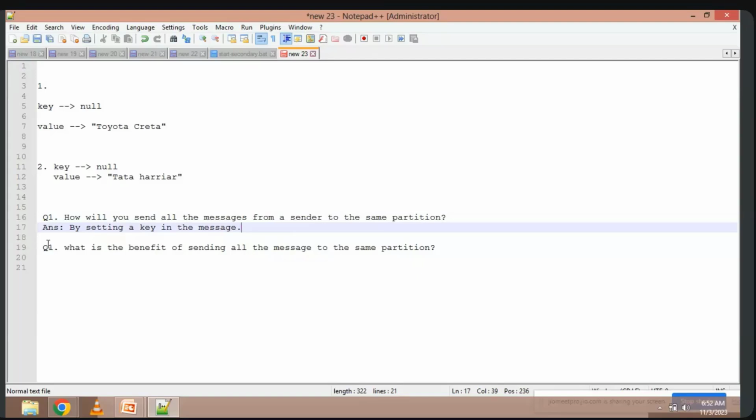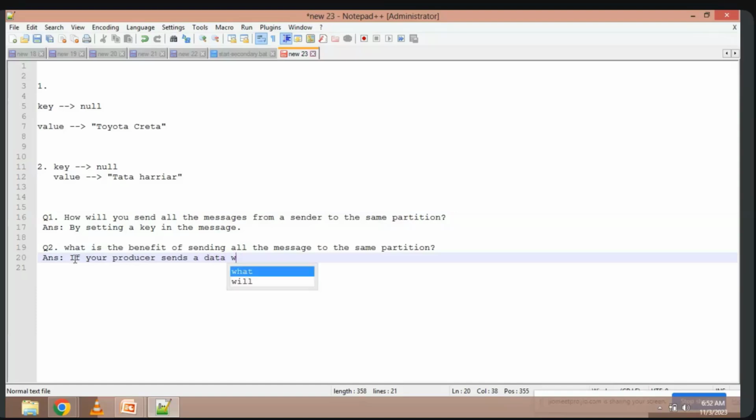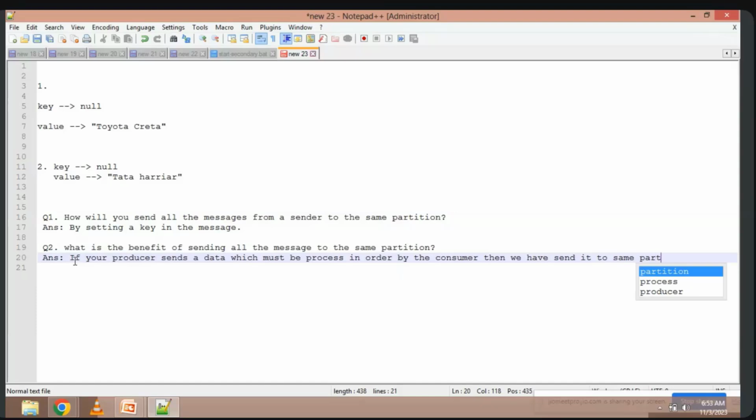Now, second question is this. The answer of this question is why we need to send all the messages to the same partition. If your producer sends a message, or I can say data, which must be processed in order, then ordered by the consumer, then we have to send it to the same partition. Okay, this is the answer.